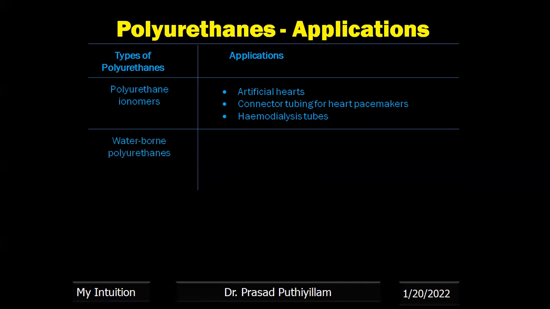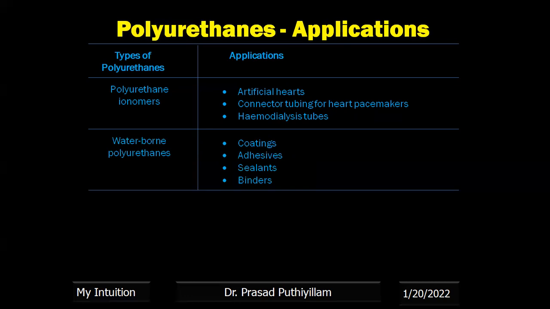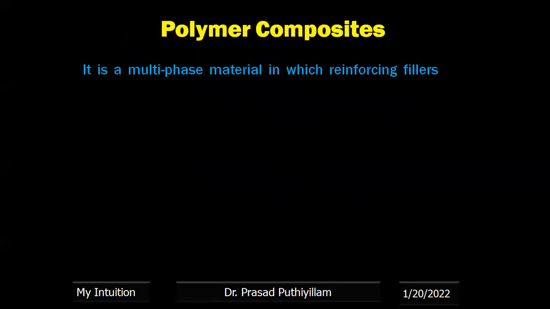Then waterborne polyurethanes. Waterborne means water-soluble form. They are used in coatings, as adhesive, as a sealant, or as a binder. So these are the different applications of polyurethanes.